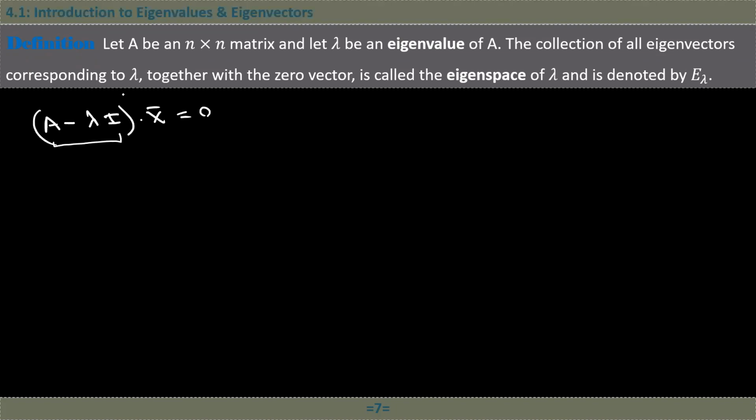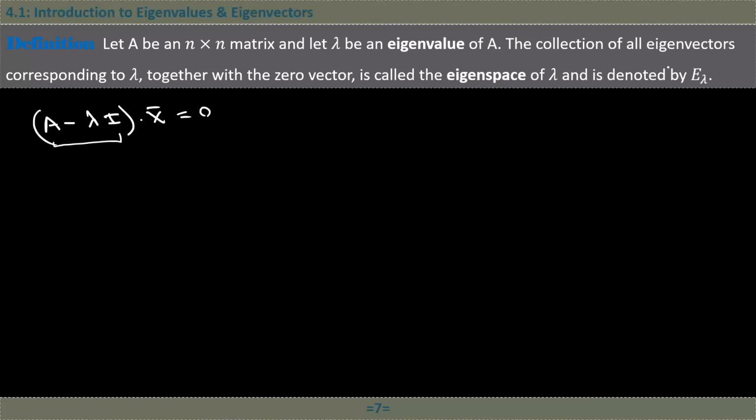So now let's give a name to this. Let A be an m by n matrix, and let lambda be an eigenvalue of A. The collection of all eigenvectors corresponding to lambda, together with the zero vector, we are adding the zero vector because otherwise it cannot be a subspace, is called the eigenspace of lambda, and is denoted by E lambda.